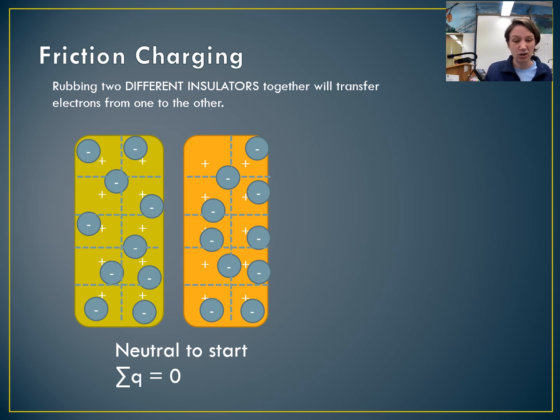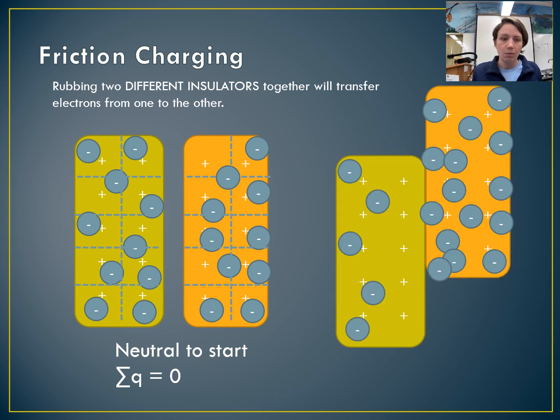So let's say we have 2 insulators, this green one and this orange one, and they're both neutral to start, right? They both have the same number of protons and electrons. They both have a sigma q of 0. But when I rub them against each other, that orange object is grabbing some of the electrons that are near the surface of the green object.